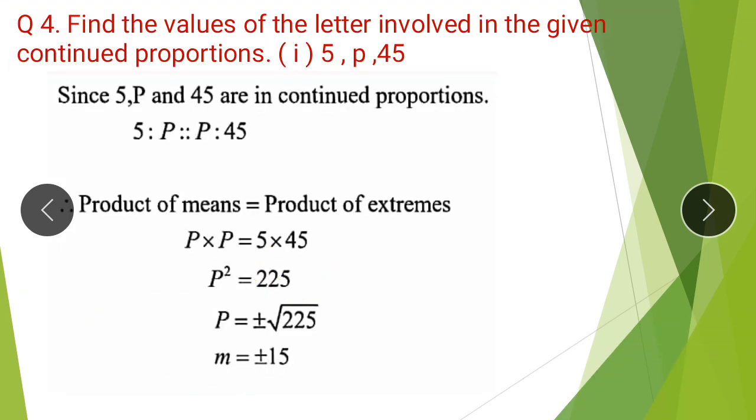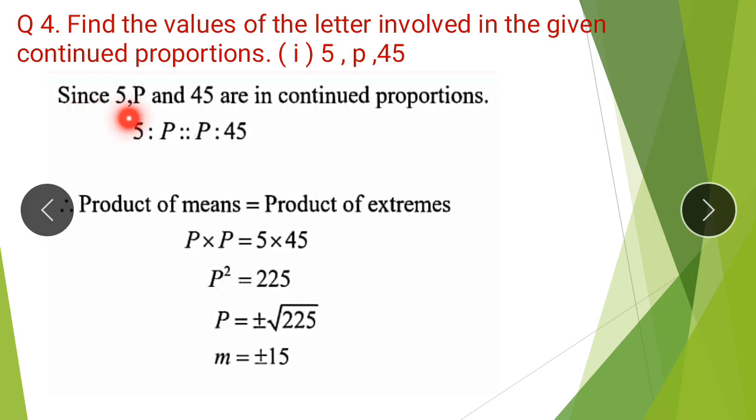Okay, next is question number 4. We are supposed to find the values of the letters involved in the given continued proportions. Here we have 3 quantities, and the second one is the unknown. So we are going to find the letter or the unknown values which will be in the continued proportion. Continued means the next value will be the same, like 5:p, then again p:45, then again the middle one is used. So this will be in continued proportion then.